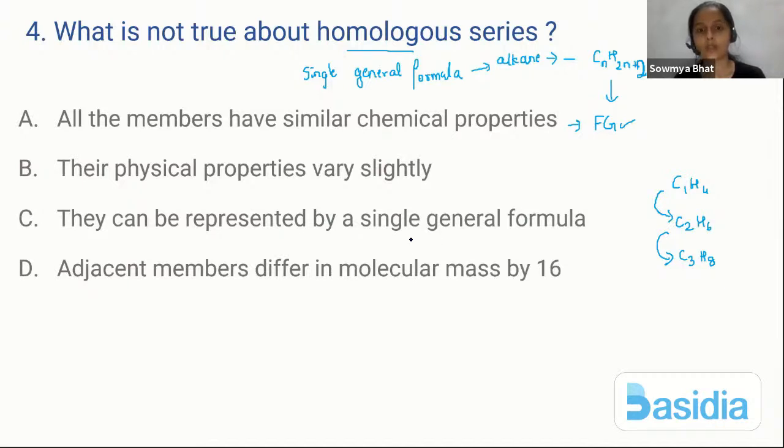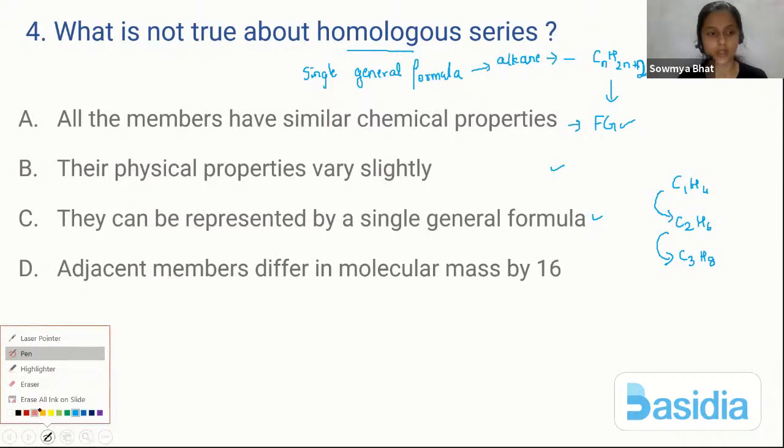And the third option is they can be represented by a single general formula. Yes, we got all these members using the single general formula. So this is also correct. The second one is also correct. All these are true about the homologous series. Adjacent members differ in the molecular mass by 16. This is the last option which is left.